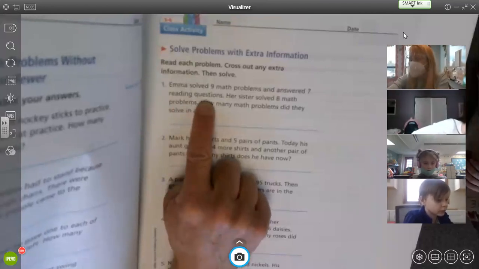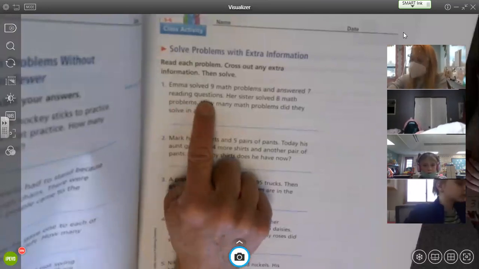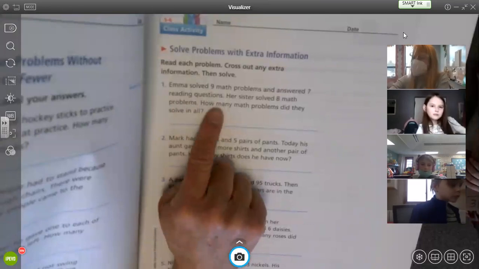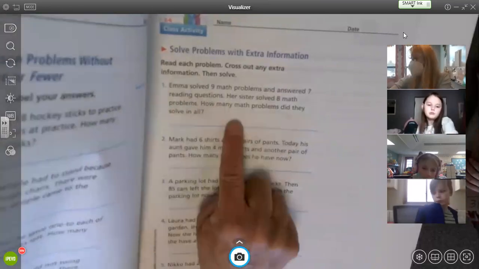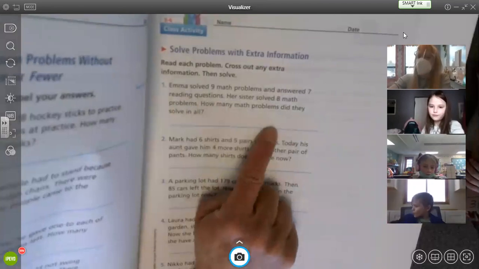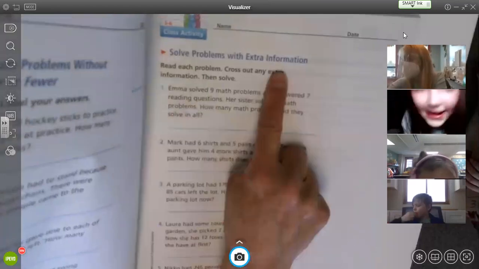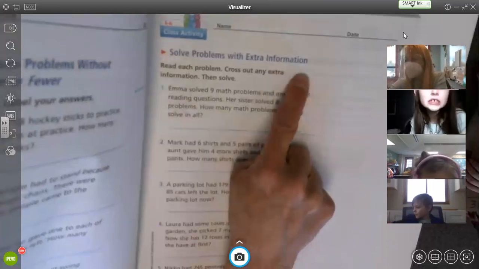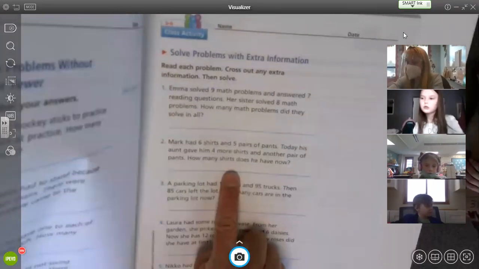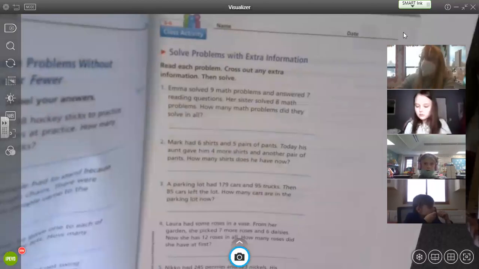You guys remember? Help them out. We didn't need to know about reading questions since it was all about math problems. We just needed to know how many math problems were solved. So that was called extra what? Extra information. When we were trying to find out how many shirts Mark had, we didn't need to know about the pants, right? Extra information.